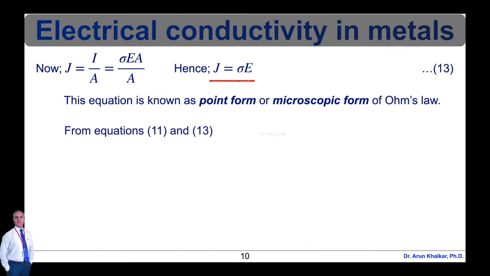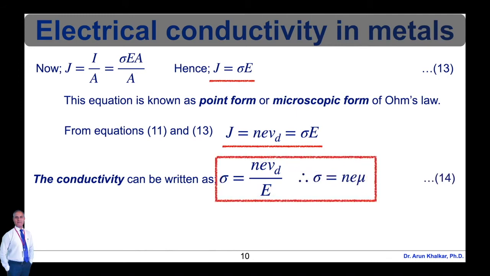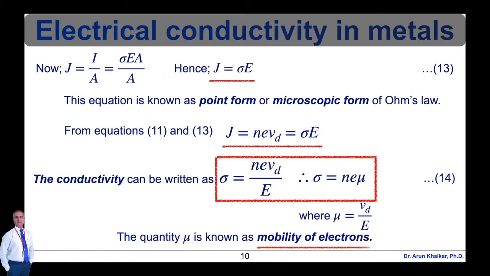From equation number 11 and equation number 13, we can write the current density capital J is equal to small n into small e into Vd, that is equal to sigma into capital E. Therefore, the conductivity can be written as sigma is equal to neVd divided by capital E. Therefore, sigma is equal to n into e into mu. Let's say this is equation number 14. In this equation, mu is equal to Vd upon capital E, and the quantity mu is known as the mobility of electrons.